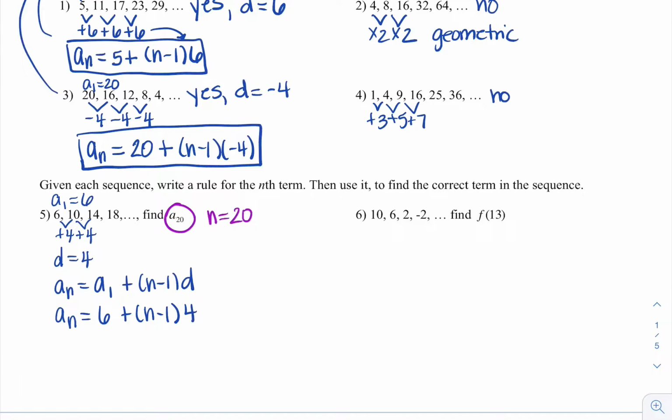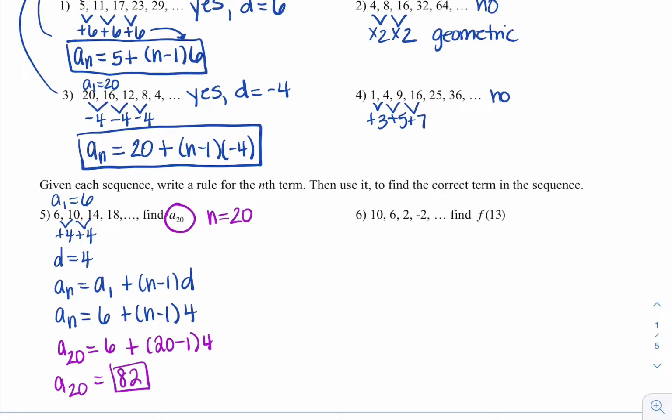So what that means is plug in n equals 20. So a sub 20 is equal to 6 plus 20 minus 1 multiplied by 4. You can go ahead and plug that whole thing right in your calculator, and you'll find out that the 20th term is 82. Without having to go and add from the first term plus 4 plus 4 plus 4, 19 times to get to the 20th term.